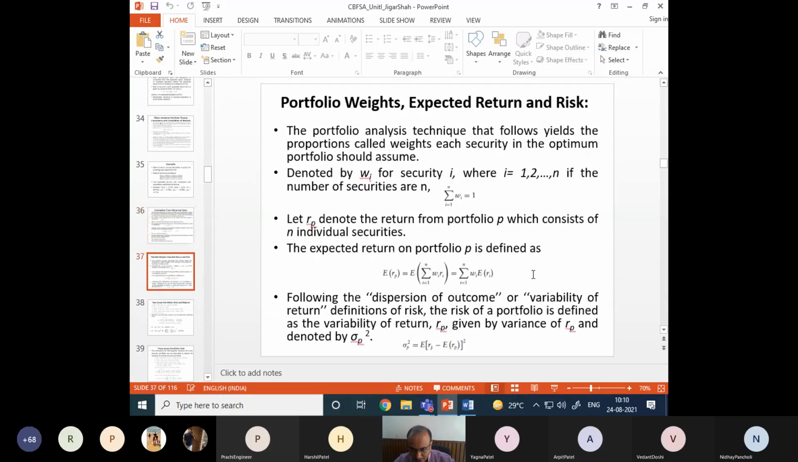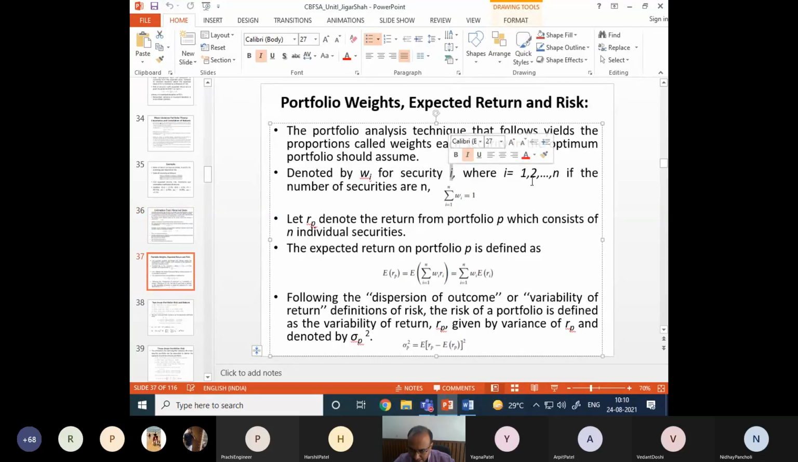Then we come to the portfolio. In a portfolio, there are many securities. So we have not only security i, but many securities i, where i runs from 1 to small n. And there are weights assigned to every security, and the total of the weights we sum to 1. So sum of Wi is always equal to 1, where i runs from 1 to small n, where n is the number of securities in my portfolio.